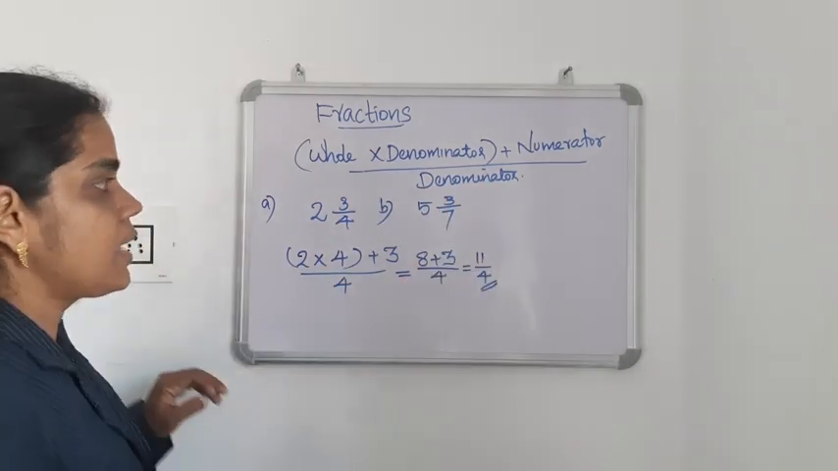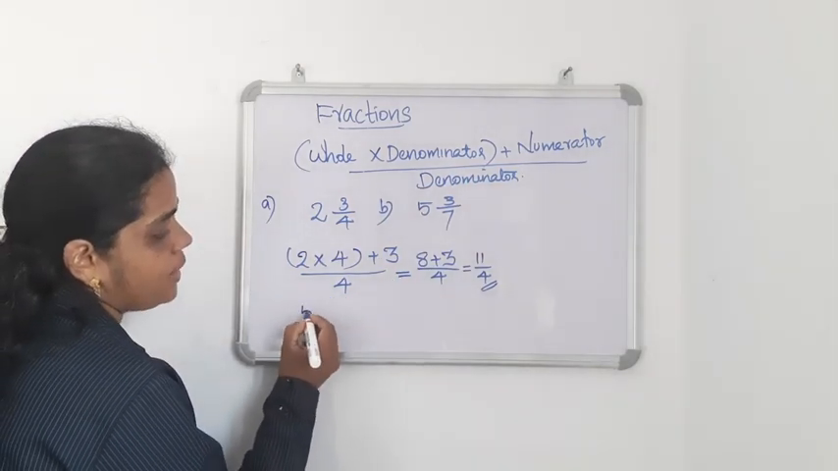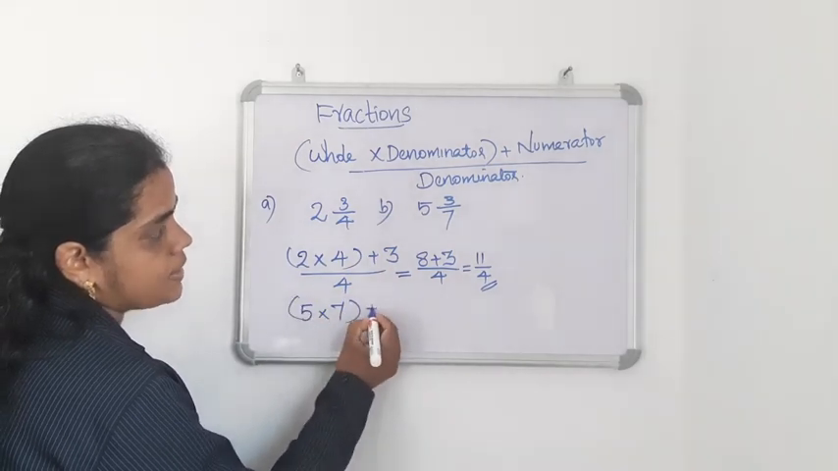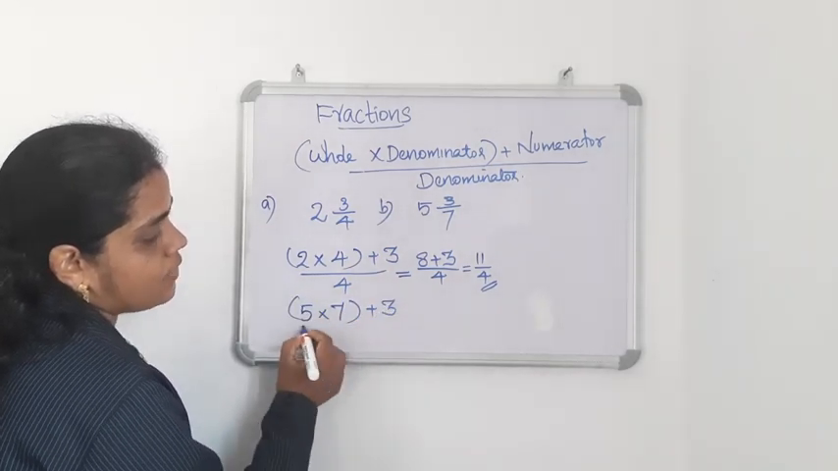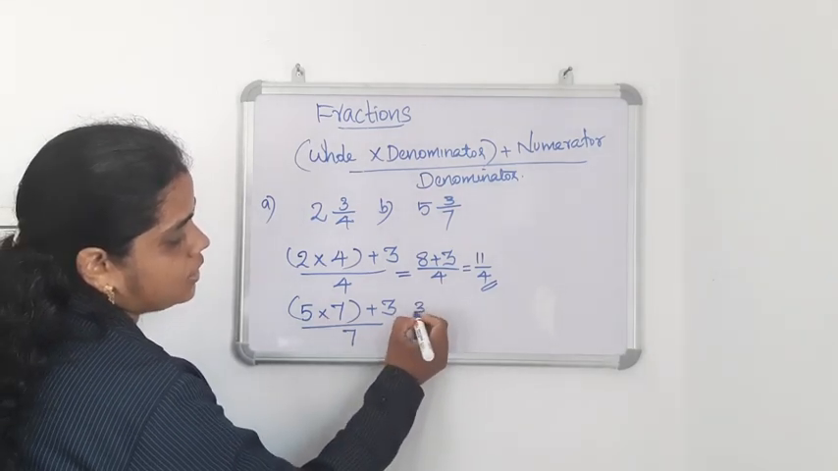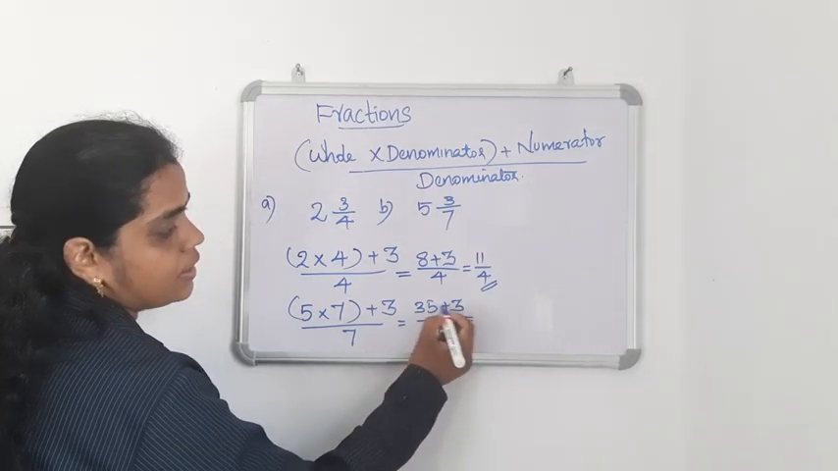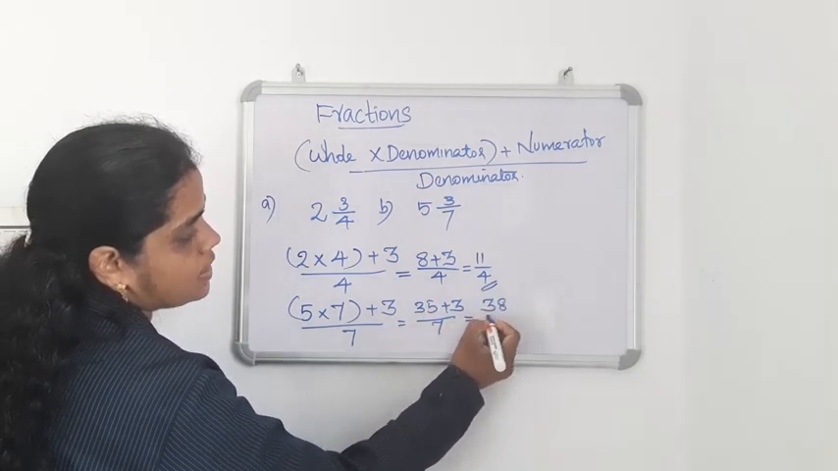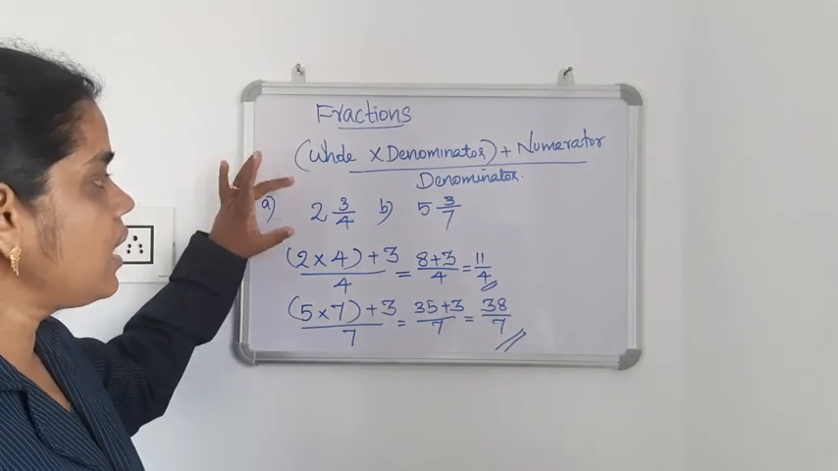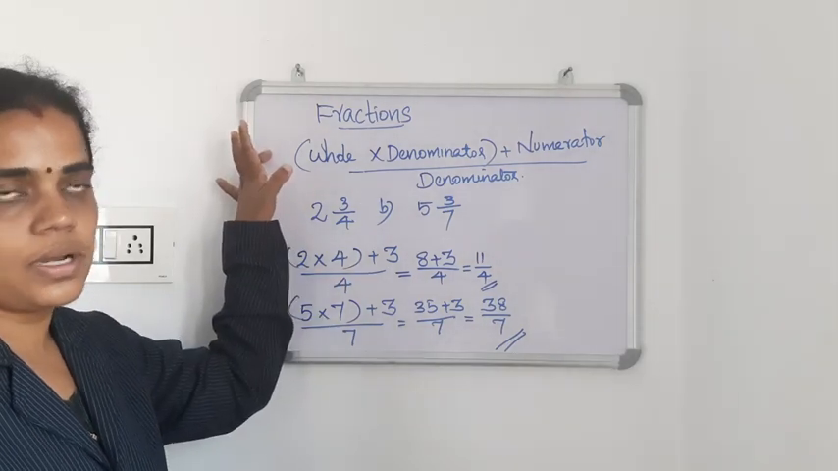One more question we can explain. 5 3 by 7. The same way, whole number is 5 into denominator 7 plus numerator 3, divided by denominator. So 5 sevens are 35 plus 3, divided by 7. 35 plus 3 is 38 divided by 7. So this way we can convert any mixed fraction to an improper fraction by using this formula.